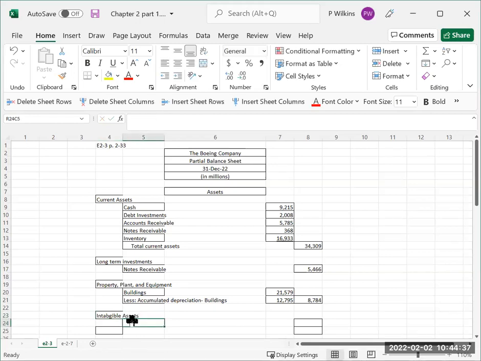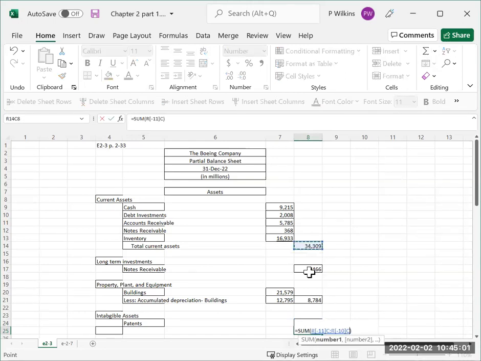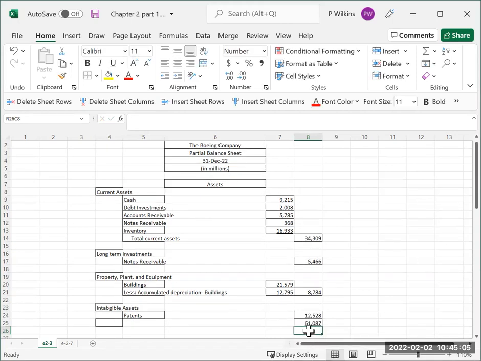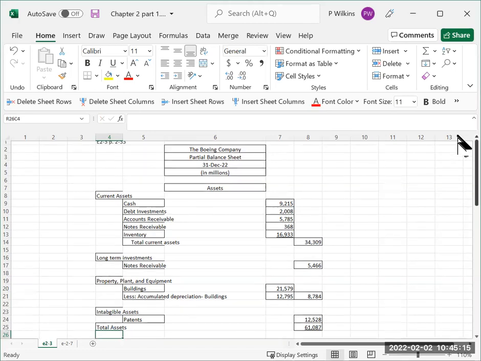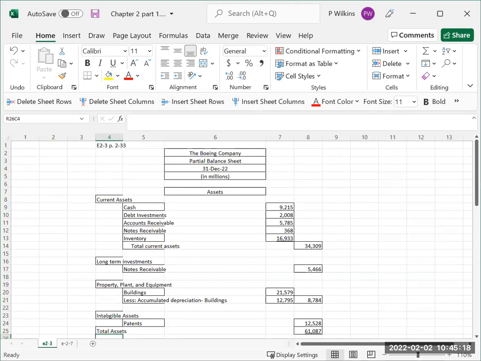And under intangible assets, we have just one, which is patents. And the patents is 12,528. Okay. And that's for our assets. So we're going to add together the 34,309, the 5,466, the 8,784, and the 12,528. We're going to add all those together. That's going to give us total assets of 61,087, and we're going to label that total assets. So that's the asset section for the Boeing Company, exercise 2-3 on page 233. That's 2-3 and 233. Perfect.